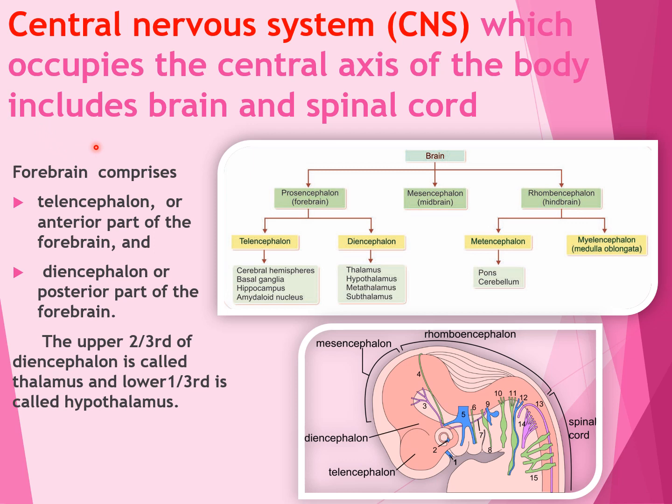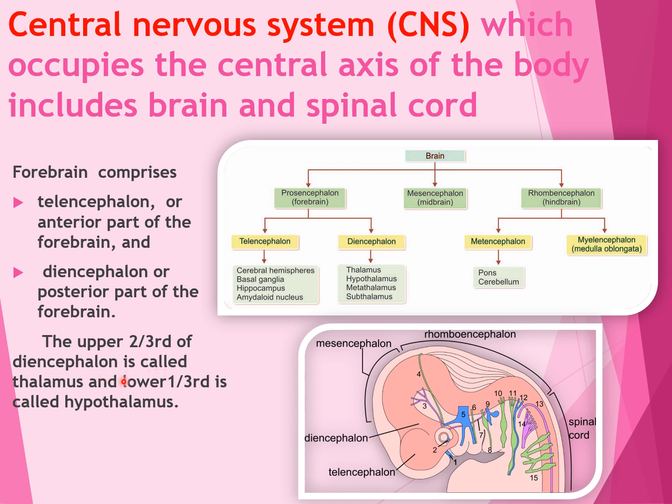So the central nervous system includes the brain and spinal cord. The brain is divided into three parts: forebrain, midbrain and hindbrain. The forebrain includes the telencephalon and diencephalon. The telencephalon is the anterior part of the forebrain, and the diencephalon is the posterior part of the forebrain.